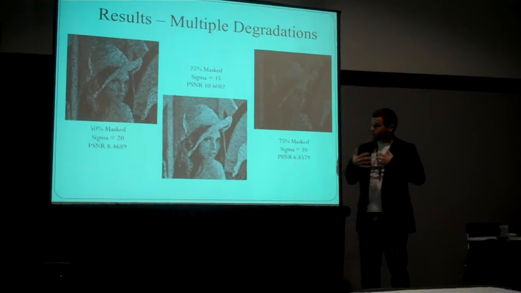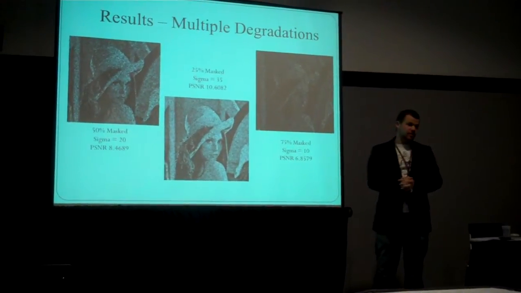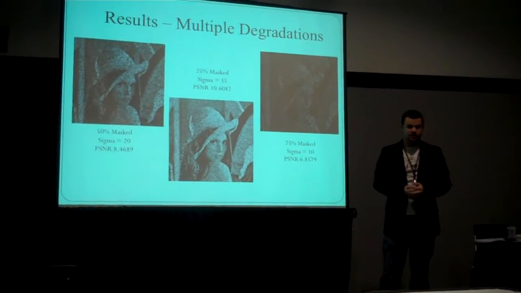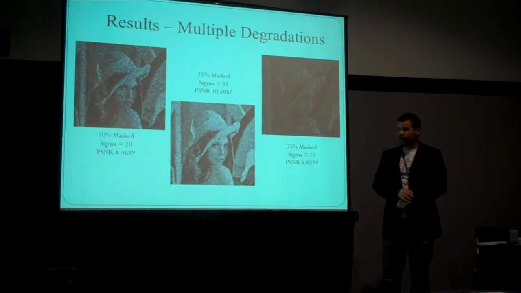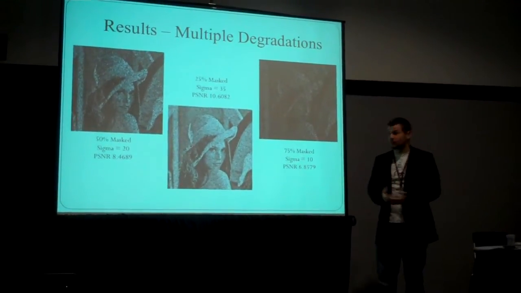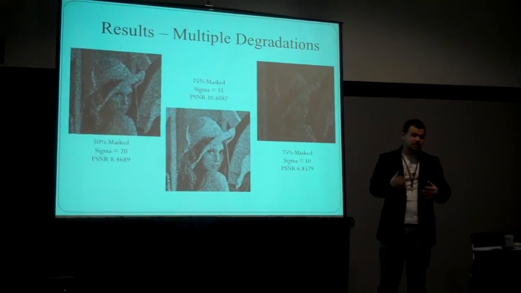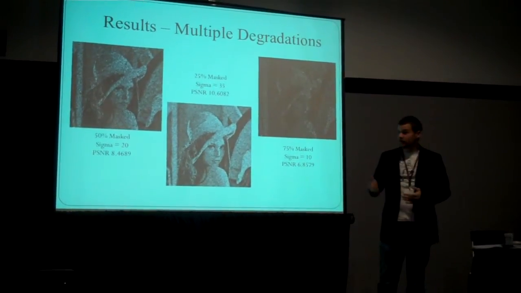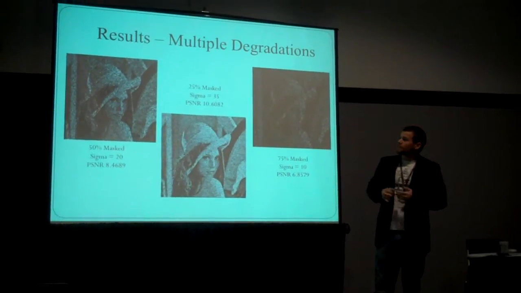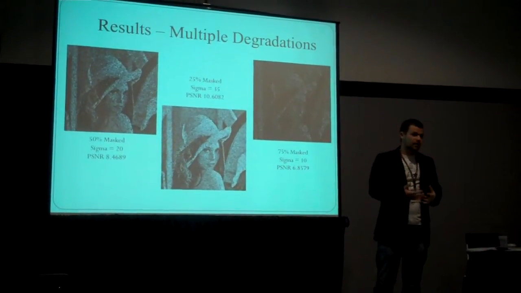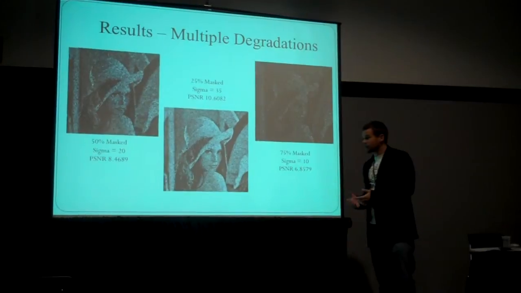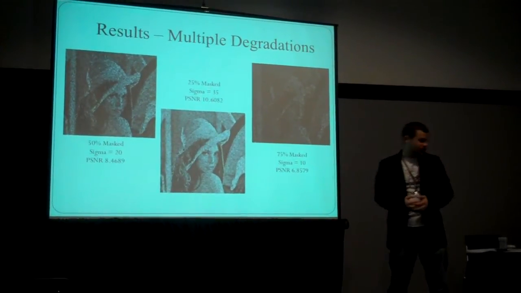Now, the multiple degradations, which is where we really want to go with this, because more often than not, your images are actually going to have more than one problem. They're not just going to be masked, and they're not just going to be noisy. It's going to be a combination of everything. And maybe your signal is going to change a little bit every time, so each one's not going to be the same. So these are 3 different degraded images of Lena, each one differently masked, each one with a different noise level.